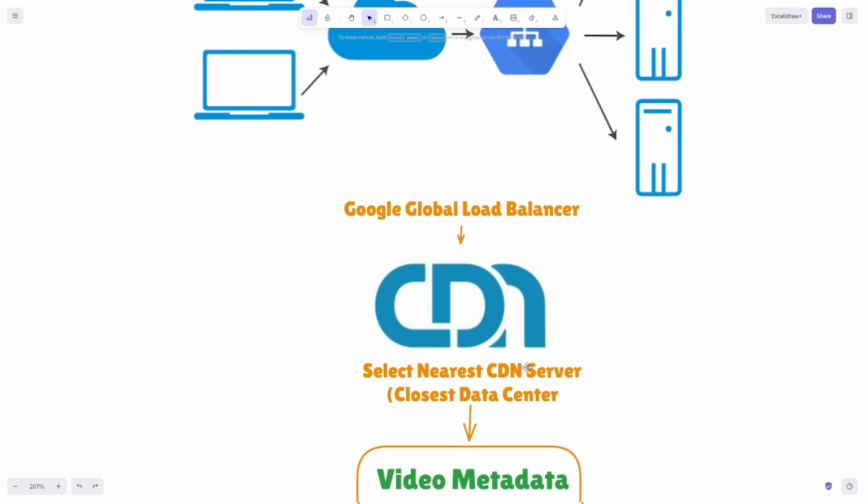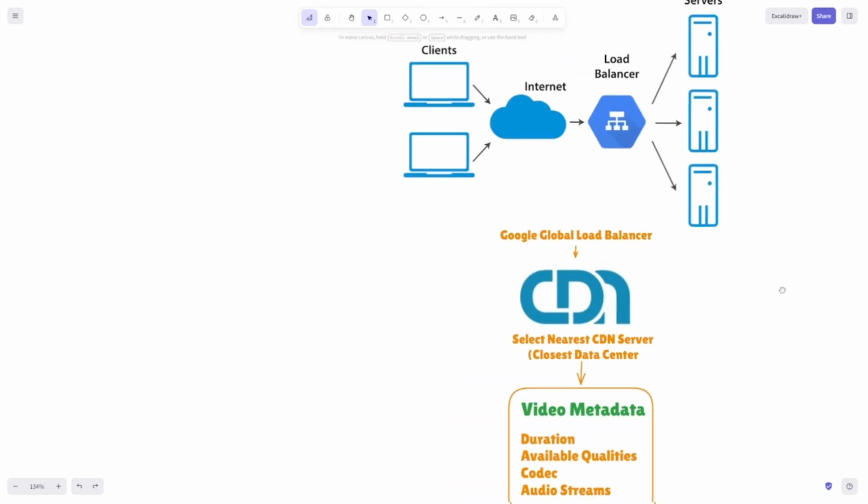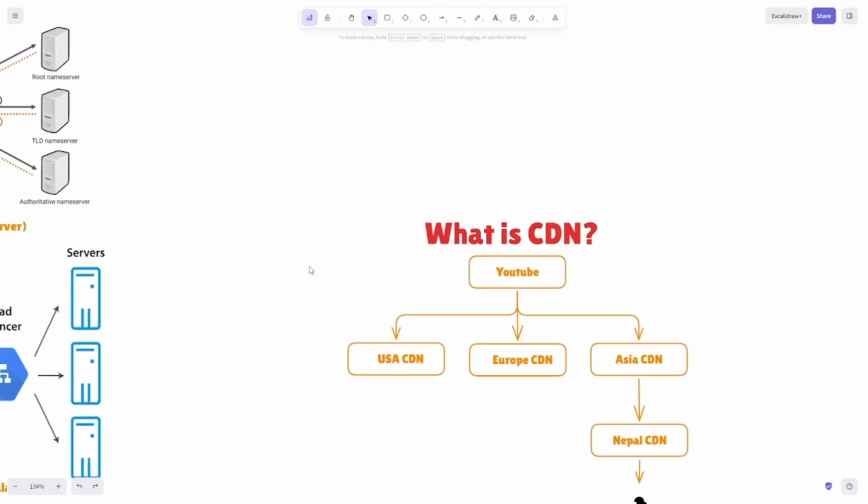CDN stands for Content Delivery Network. Instead of storing every video in only one country, Google stores copies of videos in data centers around the world. Imagine someone in Nepal wants to watch a video. Would Google send the video all the way from America every single time? Of course not. Then how does it work? We can see in this part over here.